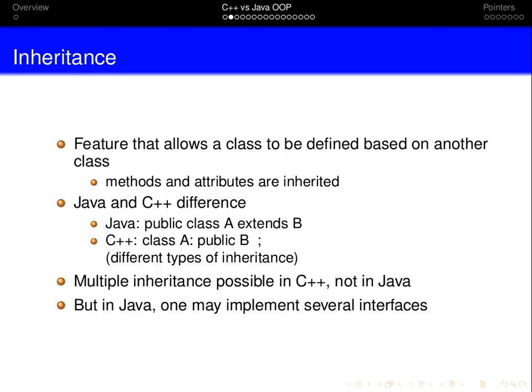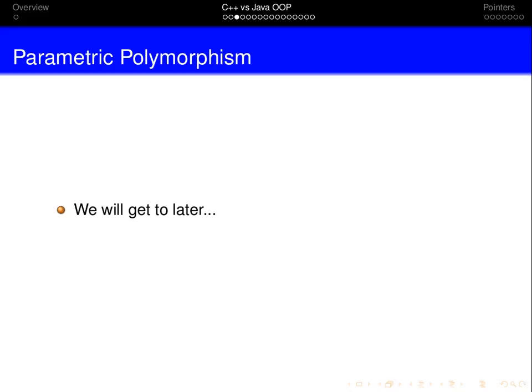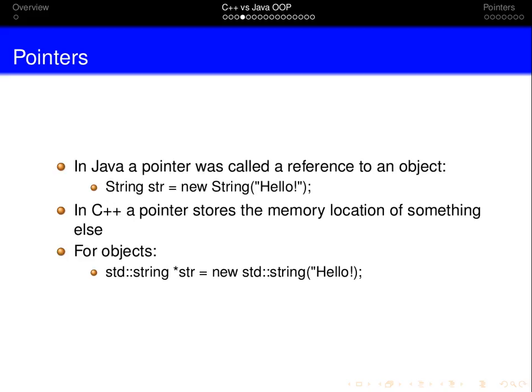In Java, you may implement several interfaces. C++ doesn't have interfaces because it supports multiple inheritance, so we don't need interfaces. Forget it. Parametric polymorphism, we'll get to it later. This was generics inside of Java. It's templates in C++. We'll get to it later. It can be complicated. Sounds good to me. Pointers.